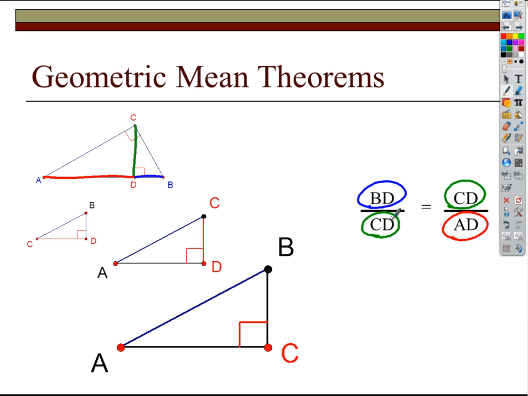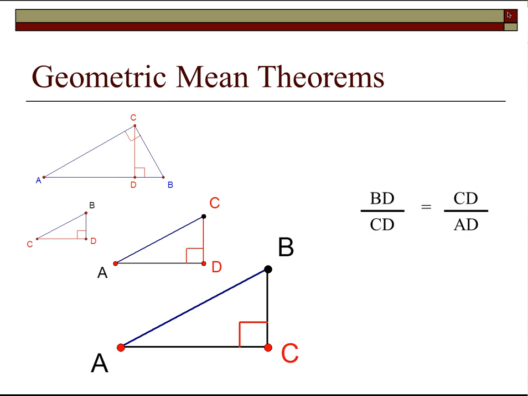That always works. If we start with a right triangle, we drop an altitude down, it always creates that geometric mean relationship. So here's how that's going to get used. These are the kinds of questions you're going to get.